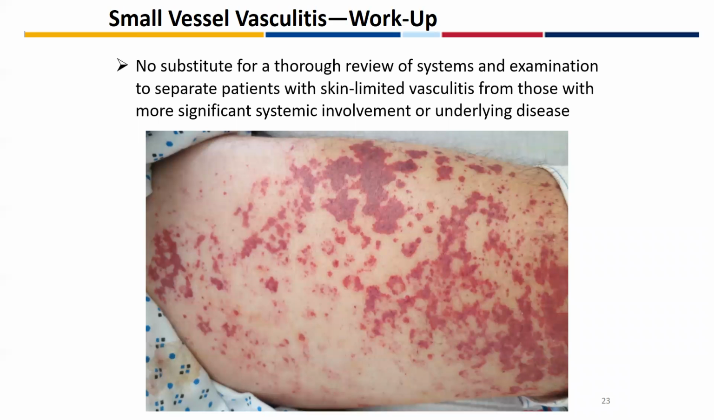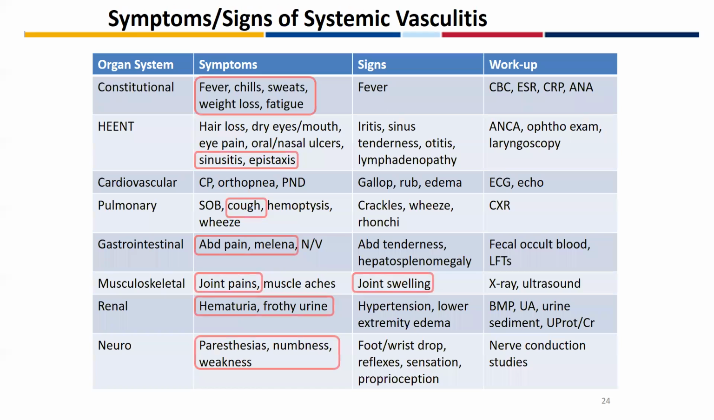Well, at the end of the day, there's no substitute for a thorough review of systems and exam to separate patients with skin-limited vasculitis from those with more significant systemic involvement or underlying disease. And so we'll certainly be interested in symptoms like joint pains or abdominal pain, sinusitis, paresthesias, numbness. Those things might all be red flags for various types of systemic vasculitis.